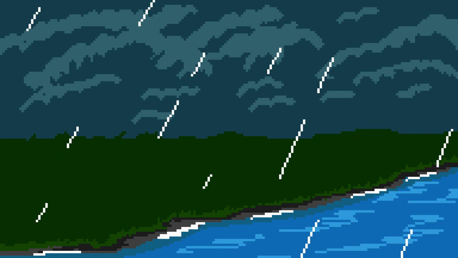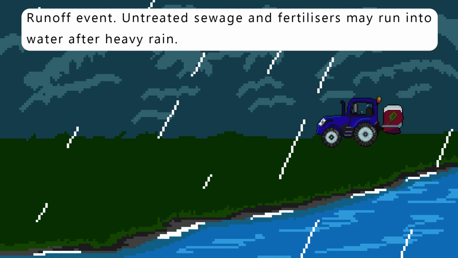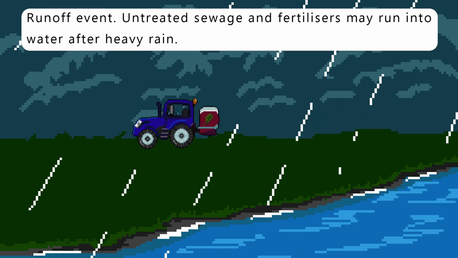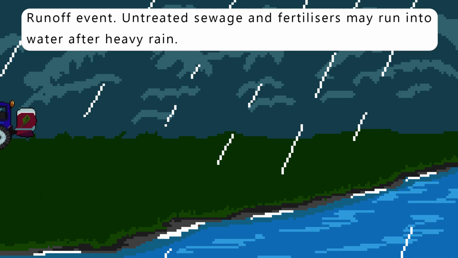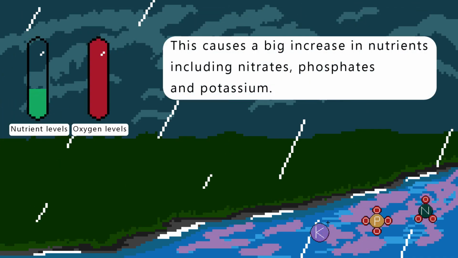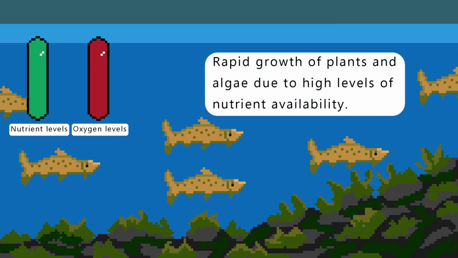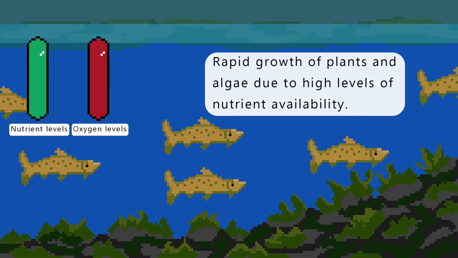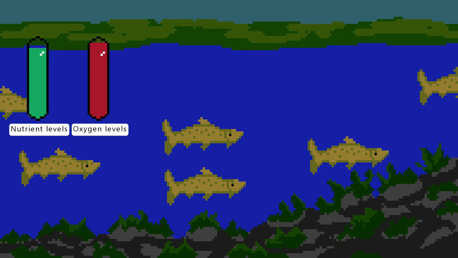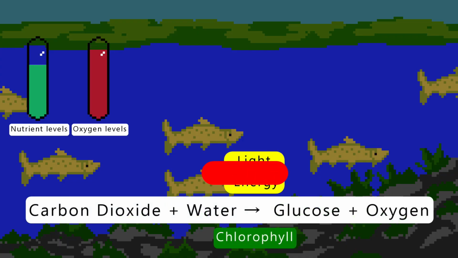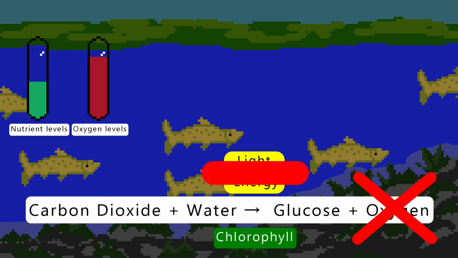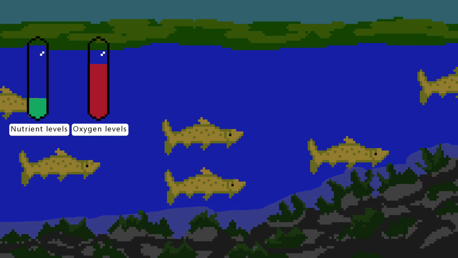Fertilizers and untreated sewage enter the waterways because excess rain and bad timing of fertilizer application causes nutrients to flood into the water. This causes a big increase in nutrients, including nitrates, phosphates, and potassium. The surface plants, and specifically surface algae, experience rapid growth, utilizing the abundant availability of nutrients. The algae specifically creates a layer on the surface, which blocks the light from reaching underwater. Plants that live underwater can no longer photosynthesize effectively and start to die, and therefore they are not releasing oxygen into the water. This is just the beginning of the dissolved oxygen levels dropping in the water.